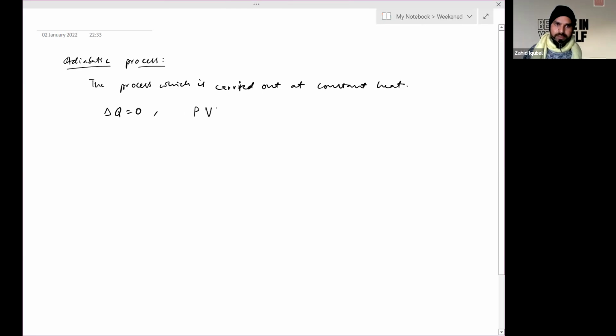Now we have to derive its equation of state. It will be PV to the power gamma equals constant in terms of pressure and volume. If you convert this relation in terms of temperature, substituting P as nRT by V, it will give you T times V to the power gamma minus 1 equals constant. In terms of pressure and temperature, it will be P to the power 1 minus gamma, T to the power gamma equals constant.